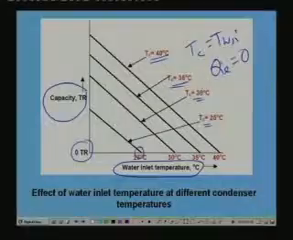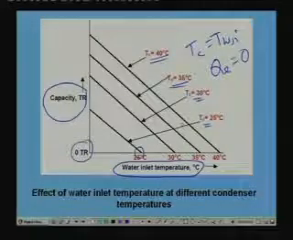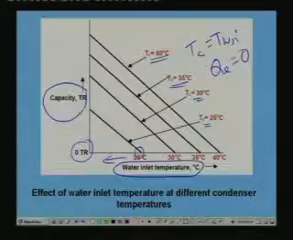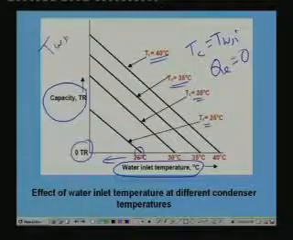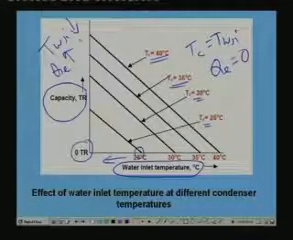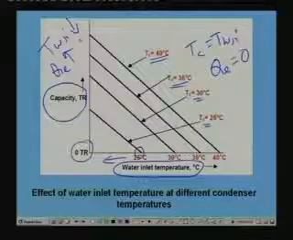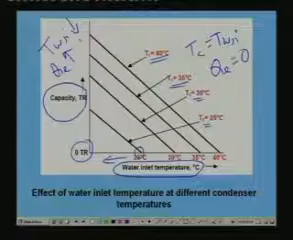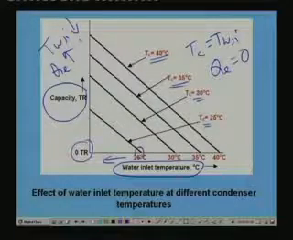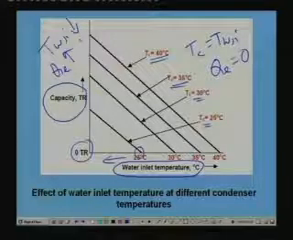The second observation is that for a given condenser temperature, for example 25 degrees centigrade, as the water inlet temperature reduces, capacity increases. That means as TWI reduces, QE increases. Again the reason is similar. As TWI reduces, for a given condenser temperature, your LMTD increases, so heat transfer rate in the condenser increases, that means condensation rate increases. Condensation rate increases means mass flow rate increases, and mass flow rate increases means capacity increases.